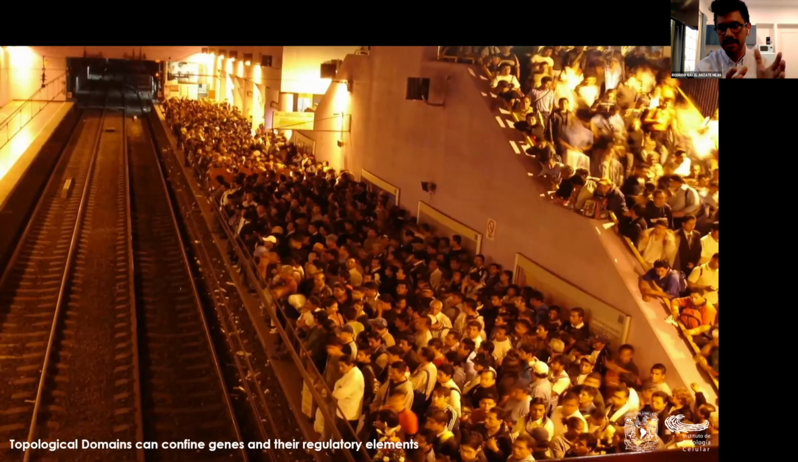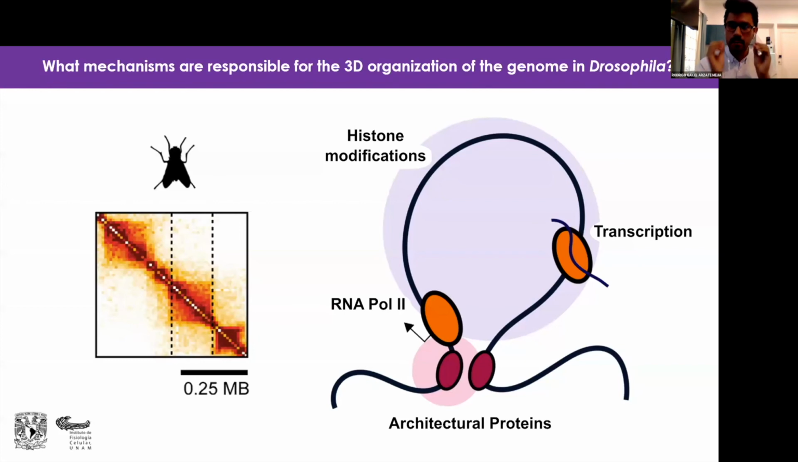As you can see, for example, in this picture of a typical day in the Mexico City subway. And in this way, the existence of topological domains can restrict the communication, or reduce the probability of communication, with the outside and enhance the probability of communication with the elements within. In particular, in my PhD, we were interested in understanding how the three-dimensional organization in Drosophila is formed.